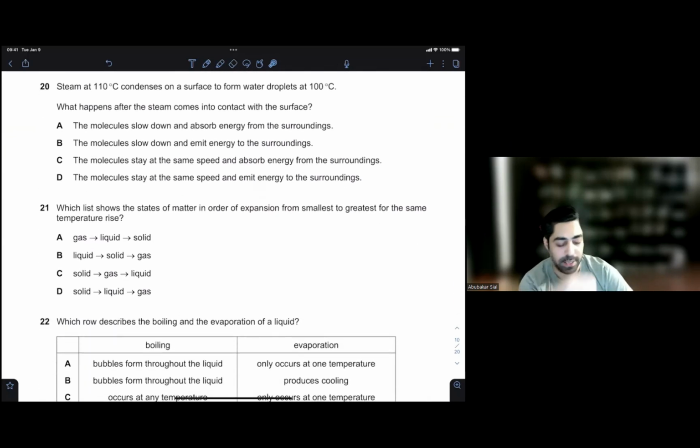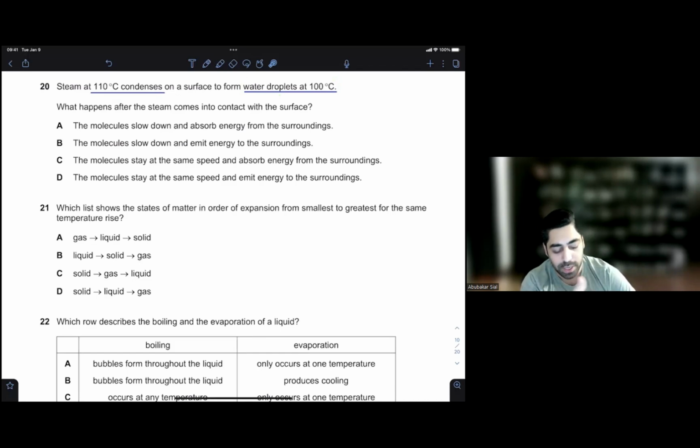Steam at 110 degrees C condenses on a surface to form water droplets at 100 degrees C. So there are two things taking place here. You have steam at 110 degrees C, and then it converts to water droplets at 100 degrees C. They're saying what happens after the steam comes into contact with the surface. So when it comes into contact, meaning as soon as it touches the surface, we're not really worried about the conversion process right now.